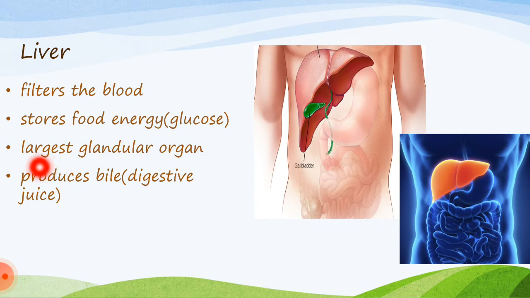And the third thing about the liver that is mentioned in your book is that it is the largest glandular organ. What does glandular mean? It means those organs which release something, either juices or bile or acid, anything. For example, the salivary glands release saliva. So all those organs which release something into the body are called glandular organs, and the liver is the largest glandular organ in our body. And the last function of the liver is that it produces bile. What is bile? Bile is a type of digestive juice, okay.